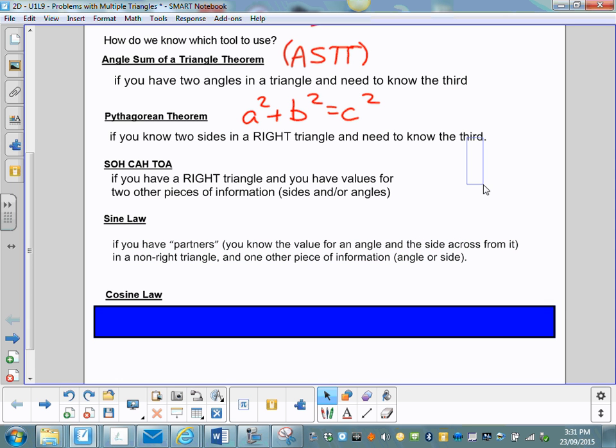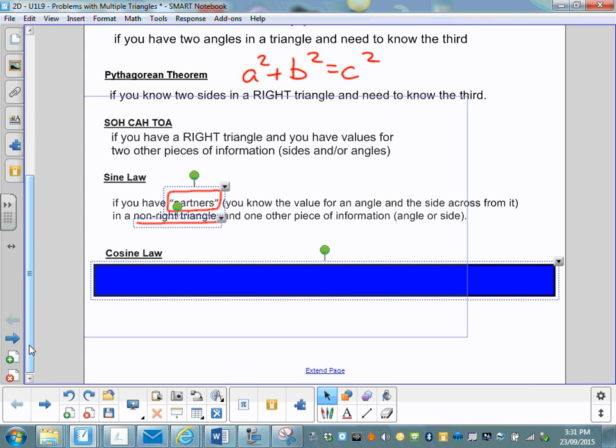And we use sine law when it's not a right triangle, and when we know partners. So if we know the value of an angle, and we know the side across from it, we know that value, and we're trying to find some other piece of information, either an angle or a side, then we can use our sine law ratios.